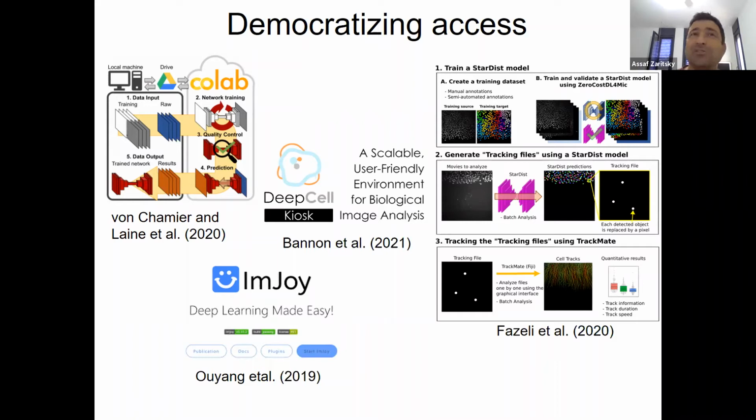So here are a few examples. On the right here, you see a system. Basically, it's part of what you see on the left in the ZeroCost, whatever.